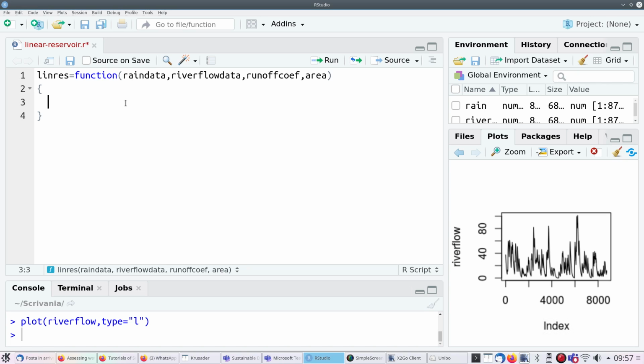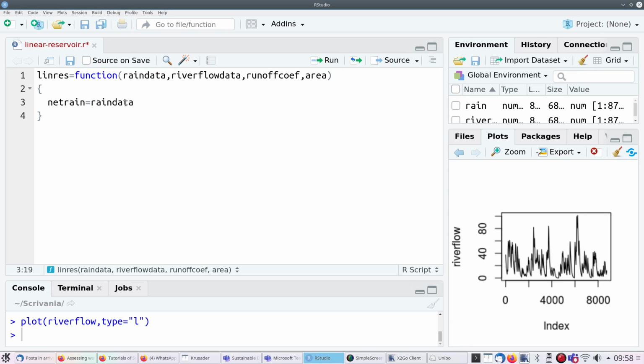Very good. Now, first, let me compute net rain. Net rain is equal to rain data. Remember, inside the function, I gave the name rain data to my vector of rainfall. I named it rain in my R console, which means that when I launch this function, I will have to give it as first argument rain, which is then taken by the function as rain data. So inside the function, what I have to use is the name I gave to the argument.